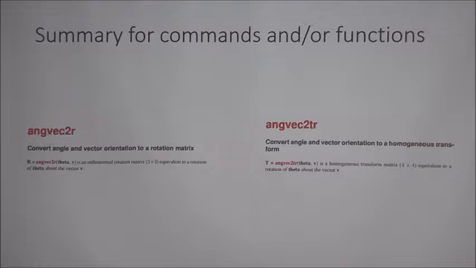For example, here, that's the cool thing with the robotic toolbox. Everything is clear. All the functions are actually self-explanatory. Why? What are you seeing here? Ang, vec, 2r. So, angle, vector, to rotation. Angle, vector, to rotation. Angle, vector, to transform. Then, of course, the parameters you have to put in between the parentheses.